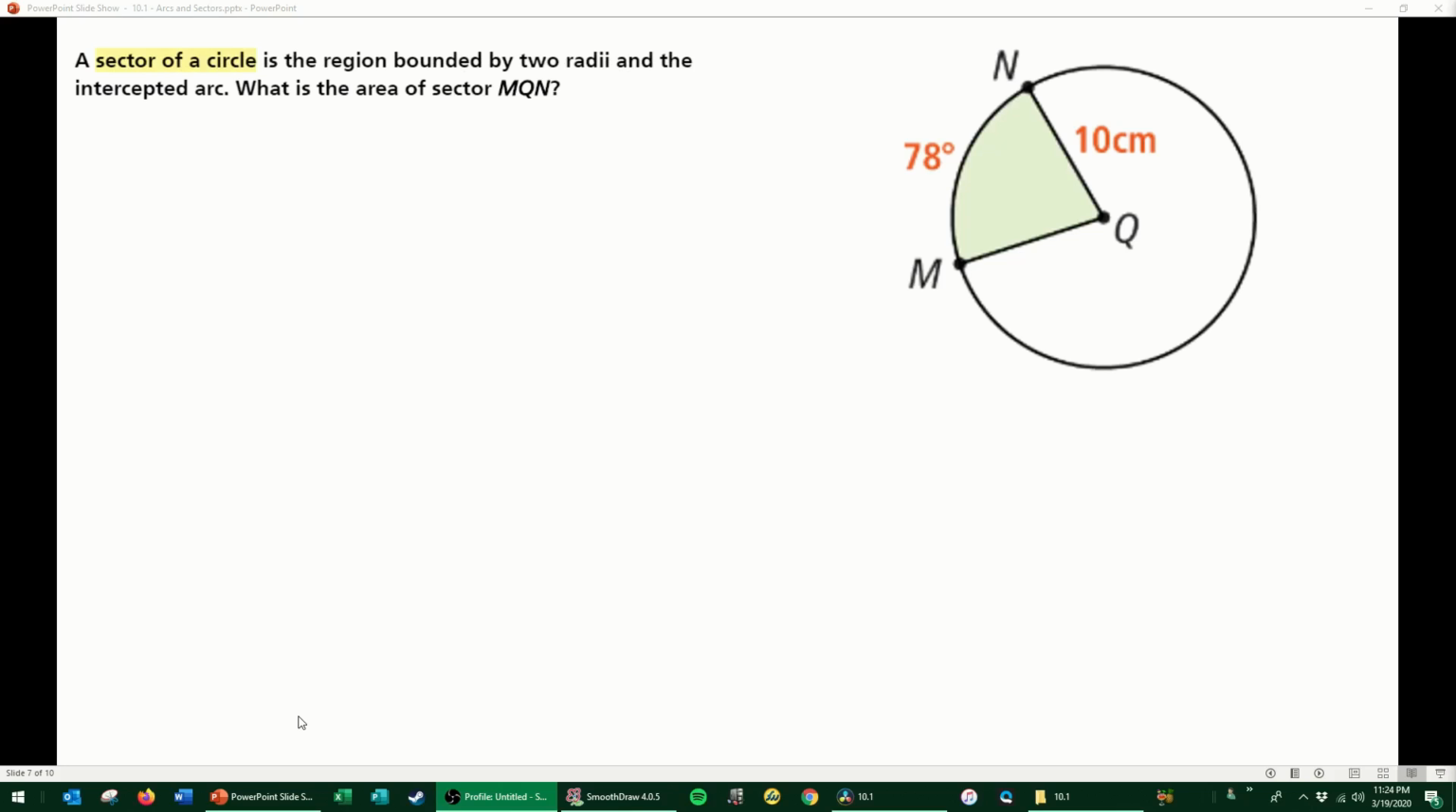Now we're going to look at a sector. So what is a sector? A sector is a region bounded by 2 radii and the intercepted arc. That word bounded is going to be really important as you progress through math. You're not going to really see it in Algebra 2 very often. You're going to start seeing it in pre-calculus and calculus. Bounded just means it's the part inside of.